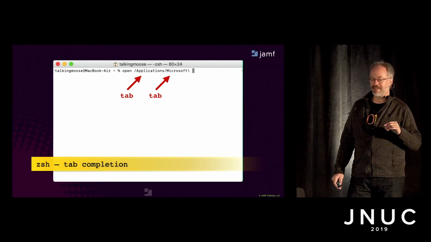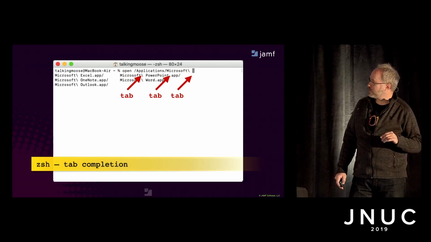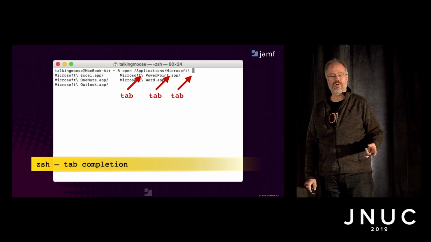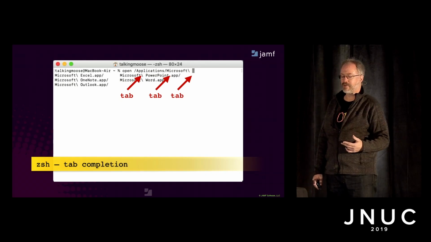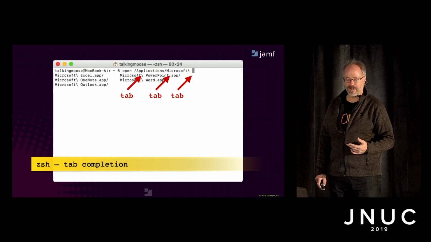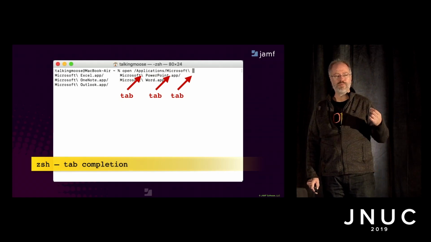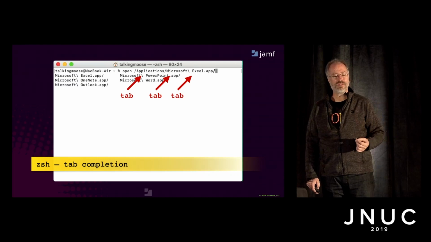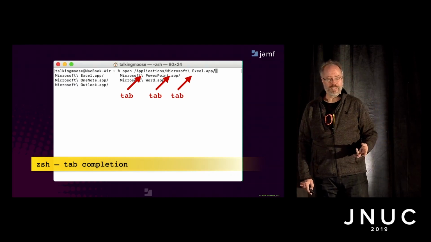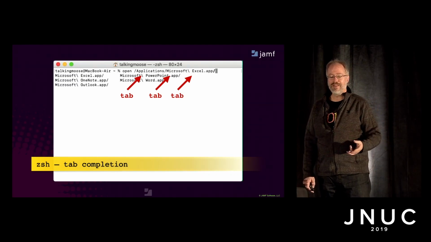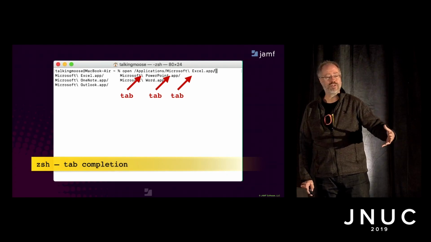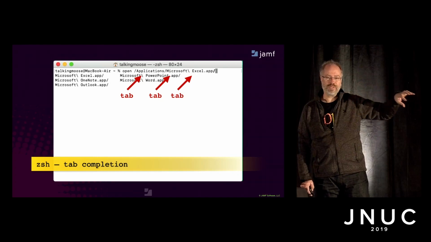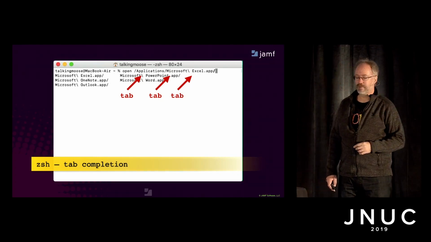here's what happens if I hit tab a second time. And then I see I have 5 applications in the folder, and they all start with Microsoft. And then Z shell shows them all to me. It needs me to pick one. If I keep hitting tab again, it goes down the list until it fills out the first match, and then the next match, and then the next match, until I get to Microsoft OneNote. So that's tab completion in Z shell.